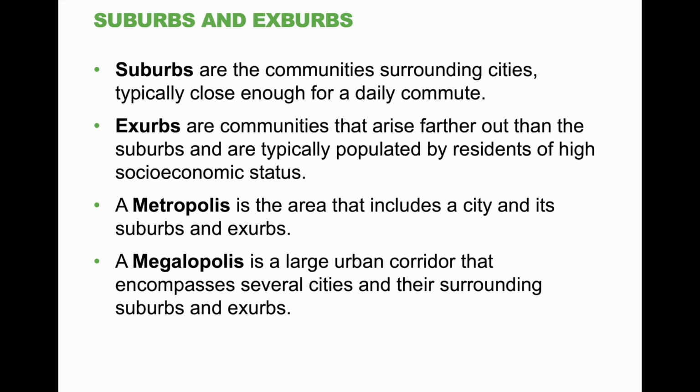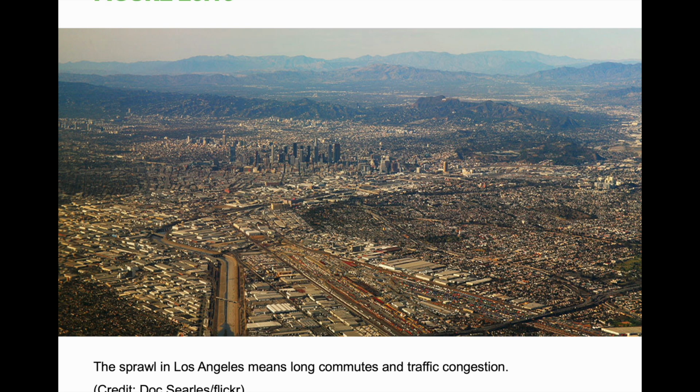A metropolis is the area that includes a city and its suburbs and exurbs. A megalopolis is a large urban corridor that encompasses several cities and their surrounding suburbs and exurbs. Figure 20.10. The sprawl in Los Angeles means long commutes and traffic congestion.